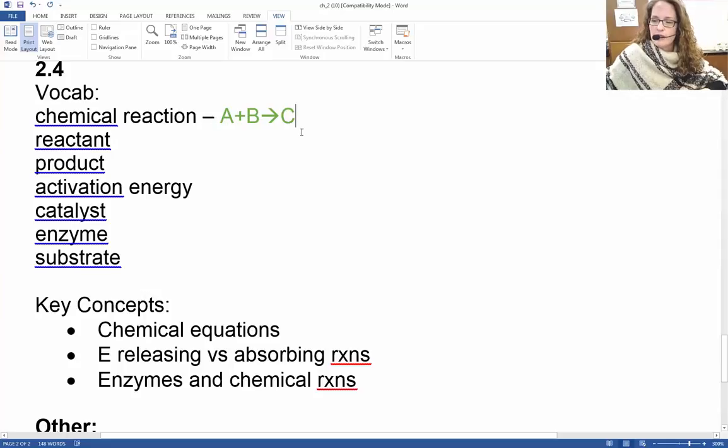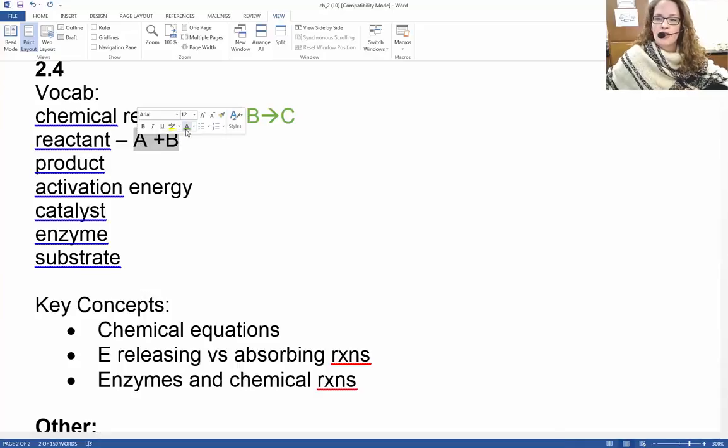Chemical reaction, A plus B makes something new. Or you could have said A makes C plus B, or B plus C, whatever. In our example, the reactants would be the A and the B. It's what comes before you make something in your chemical reaction. The products in our example would be what you get, which in this case is C.